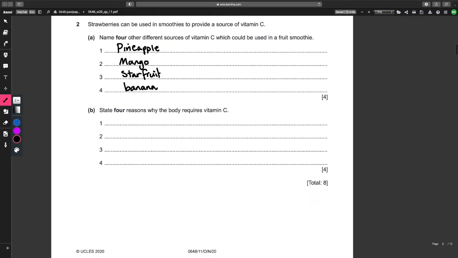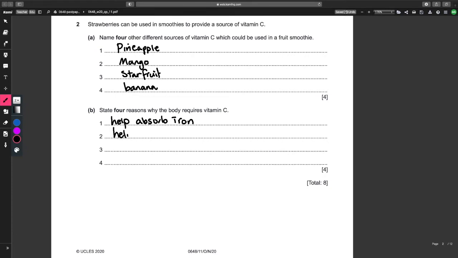Right. State four reasons why the body requires vitamin C. We need vitamin C to help absorb iron. That's why it's always a good idea, if you have like spinach in your salad, to make sure that you've got something like cherry tomatoes in there, or you've got lemon juice in your dressing. It'll help absorb the iron contained in your green salad vegetables.